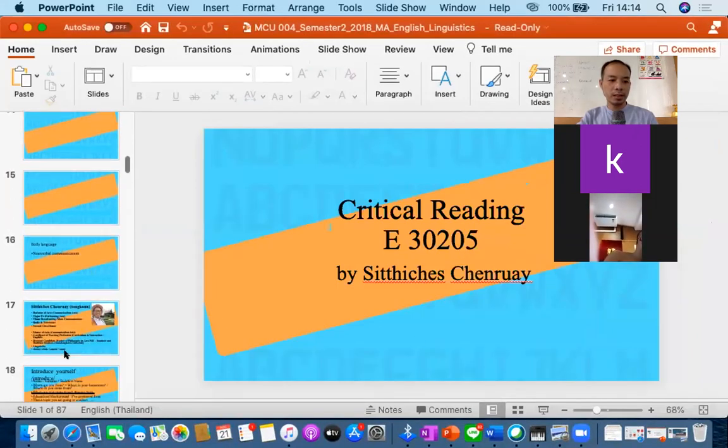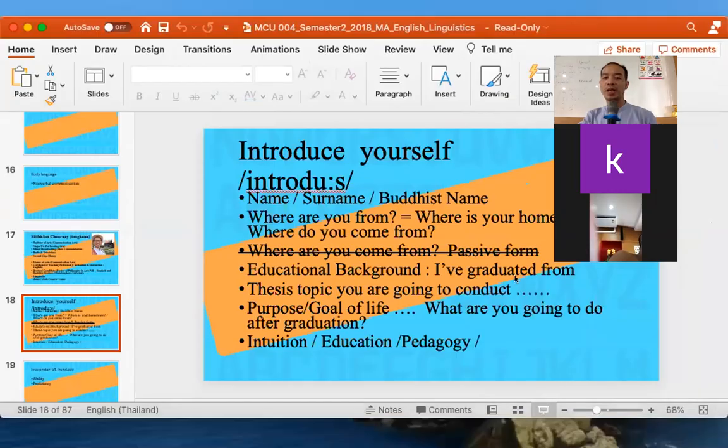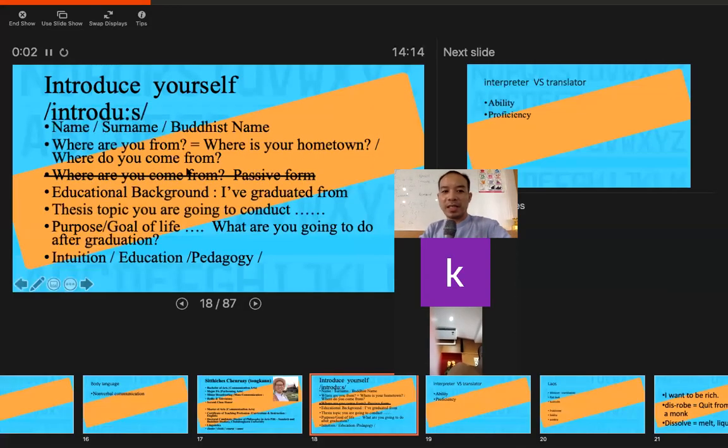And this is for after. The question is a bit different from the one on the board. Actually, those of you from linguistics, can you see? Do you understand this IPA? It's very easy. Introduce. Okay, introduce, not introduce. Name, surname, which is name, and how.